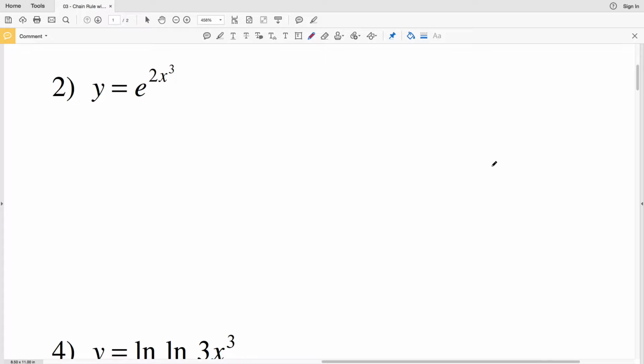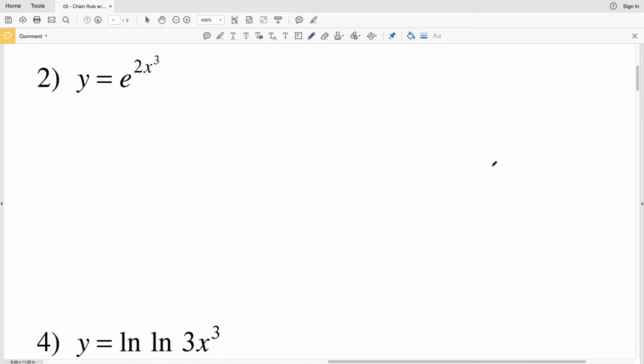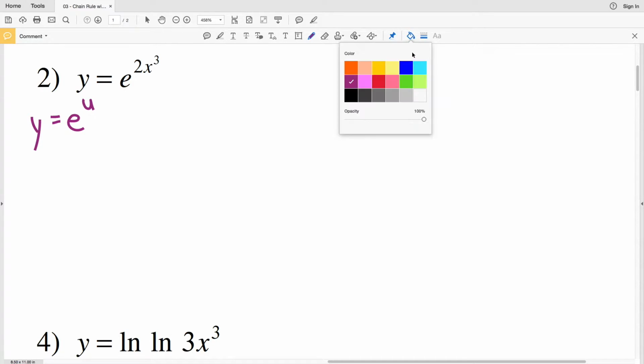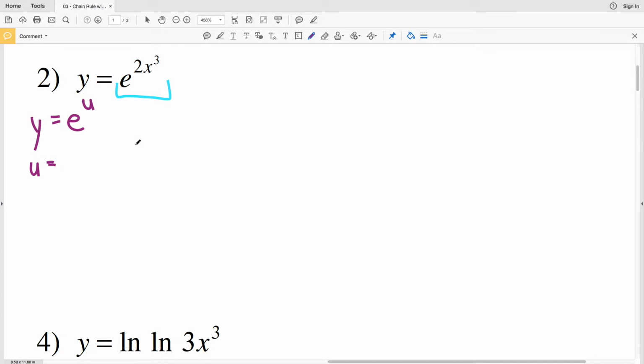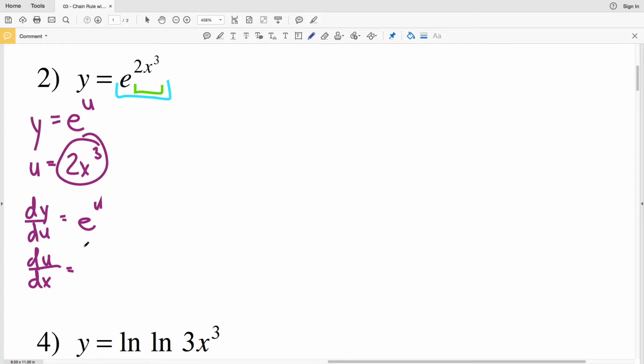In number 2, we're going to be utilizing the chain rule again. Since this is our first time taking the derivative of e within an example, I'll write out my chain rule. So I'll have y equal to my outer function e to the u, and then u will equal 2x cubed. The derivative of y with respect to u is e to the u, because the derivative of e to the u is that same function. My derivative of u with respect to x is the derivative of 2x cubed, which is 3 times 2 is 6, so 6x to the 3 minus 1, 6x squared.